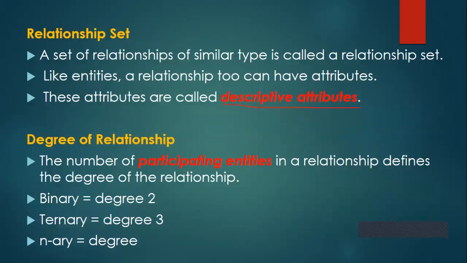Next is degree of relationship. When I say degree of relationship, here we check the number of participating entities in a relationship. You can have more than one participation in an entity. Suppose, let me take an example and see.